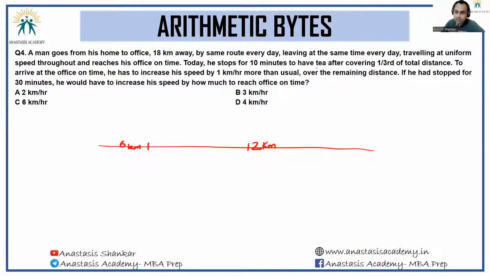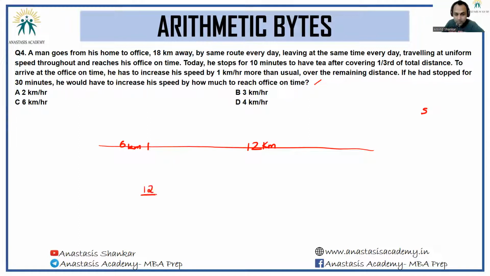Today he stops for 10 minutes to have tea after covering 1/3 of the total distance. To arrive at his office on time, he has to increase his speed by 1 kilometer per hour more than usual over the remaining distance. If he had stopped for 30 minutes, he would have had to increase his speed by how much to reach on time? First thing I need to identify is his normal speed. Let's say his normal speed was S.